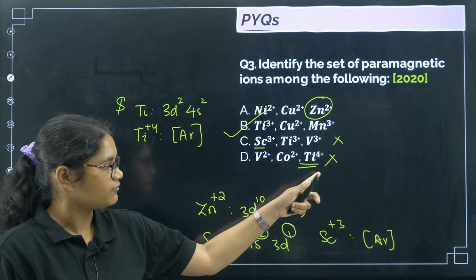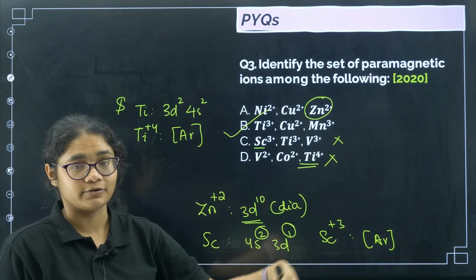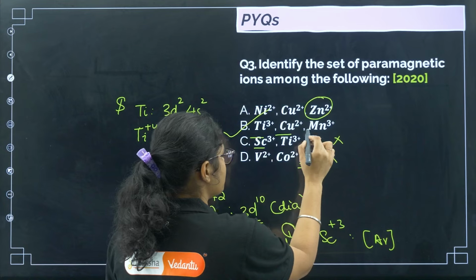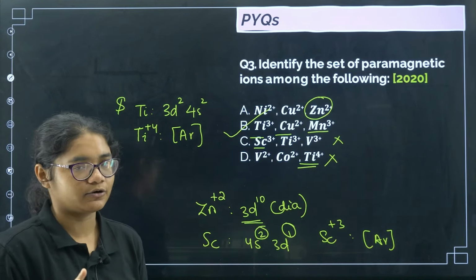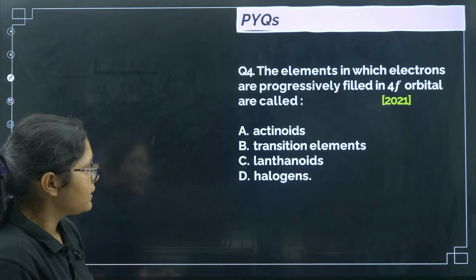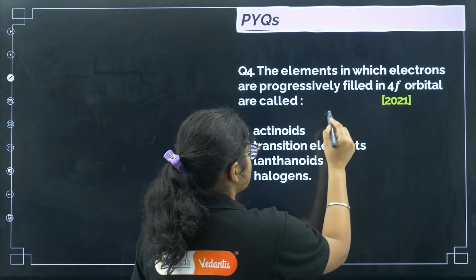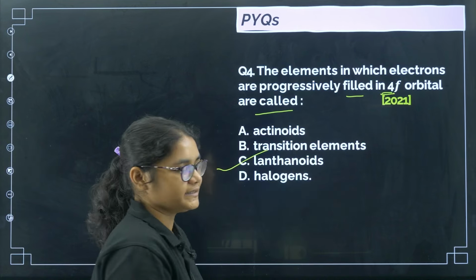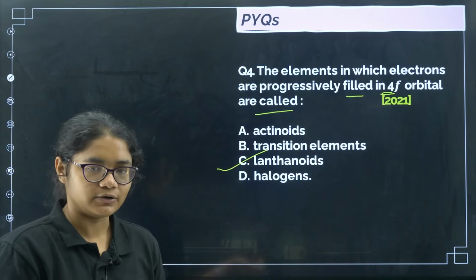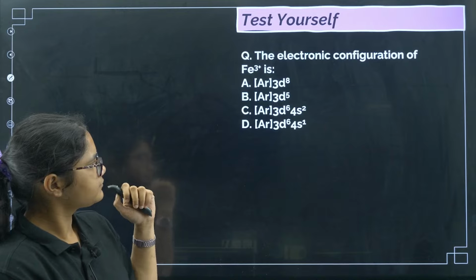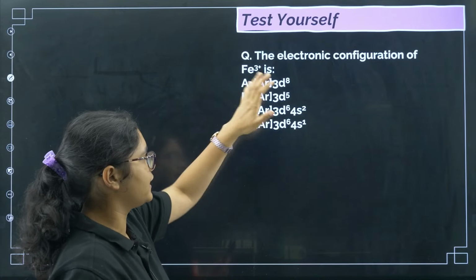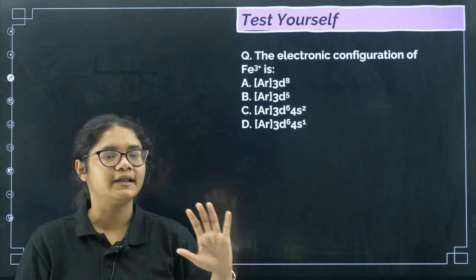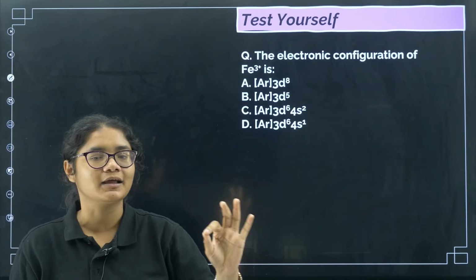You can write the electronic configuration and then check how many unpaired electrons are there in each of these cases. You have to comment down how many unpaired electrons are there in titanium 3+, copper 2+ and manganese 3+. Now coming to question number 4, the elements in which the electrons are progressively filled in the 4f orbital. If 4f orbitals are filled, we call them lanthanides. If 5f orbitals are filled, we call them actinoids. This is a homework question for you, the electronic configuration of Fe3+. I want everyone to study, remember the electronic configuration and do this question and comment down the answer.